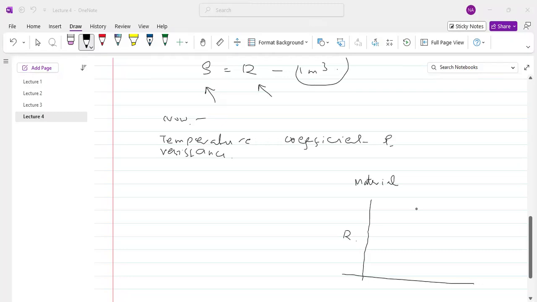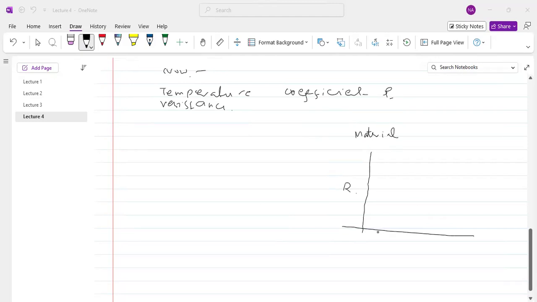Okay, I was saying that there is a certain range of temperature over which the resistance of the material is directly proportional to the temperature. Over that range, the resistance of the material remains almost constant in its rate, meaning it increases linearly with the increase of temperature.